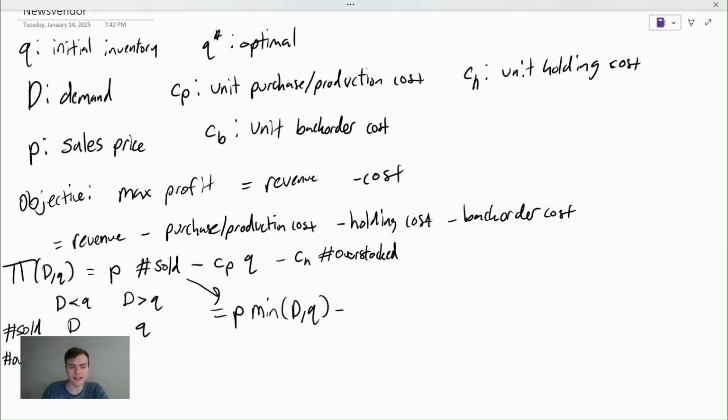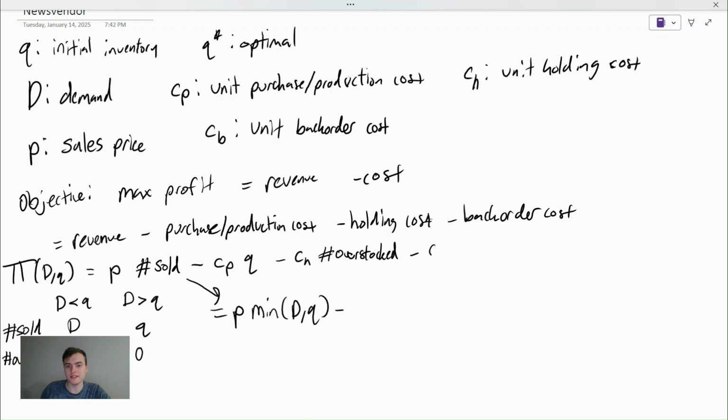No, that's when we do have overstock. Sorry. Well, I mean, you should be thinking about it yourself, right? When we have more inventory on hand, that means there's going to be some left over. So Q minus D is our number overstocked. And in this other case, that's when we have zero overstocked. There's more demand than we were able to fulfill, right?